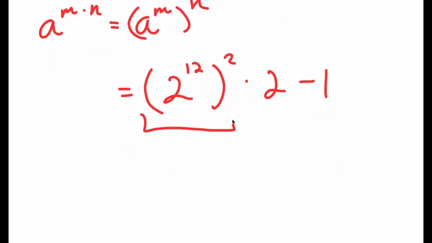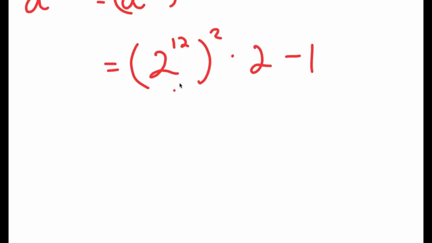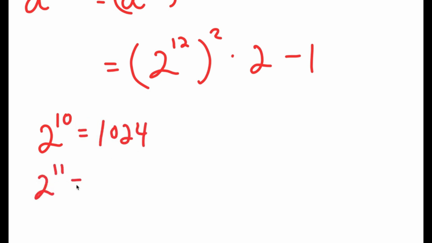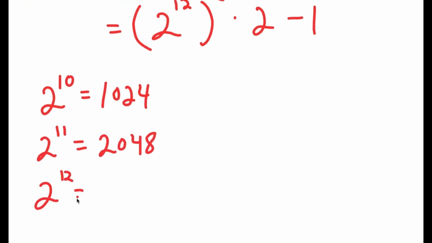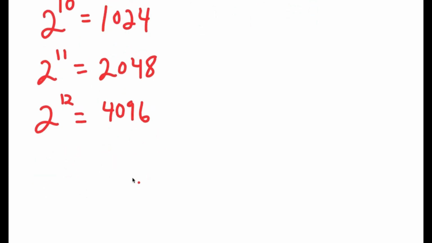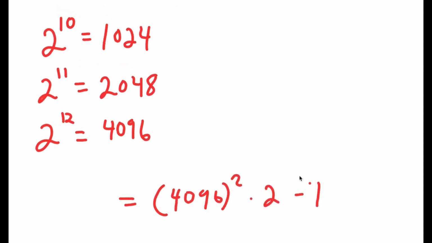So now I'm actually going to plug in the actual value of 2 to the power of 12, because 2 to the power of 12 is small enough where we know the exact value of it. If you don't know what 2 to the power of 12 is, 2 to the power of 10, you should always remember this as 1024. So 2 to the power of 11 is going to be double of 1024, which is 2048. And 2 to the power of 12, which is the value we're looking for, is going to be double of 2048, which is 4096. So now I get 4096 squared times 2 minus 1.